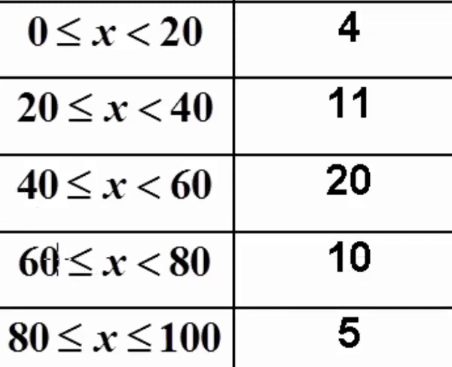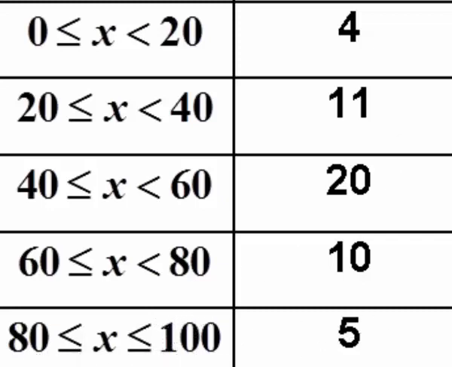Then there were 10 kids that got marks from 60 to 80, including 60, so they could have got 60 or 61% all the way up to 79, not including 80. Then from 80 to 100, and there must have been a guy who got 100 because we're including 100, so there's 5 kids who got a mark between 80 and 100.